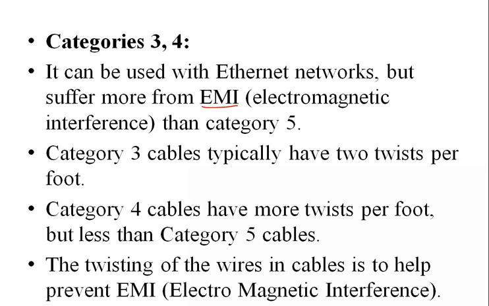Category 3 cable can typically have 2 twists per foot. In 1 foot we have just 2 twists. Category 4 cables have more twists per foot but fewer than category 5 cable. The twisting of the wire in the cable is to help prevent EMI, electromagnetic interference. The more twists we have, the less electromagnetic interference we have.